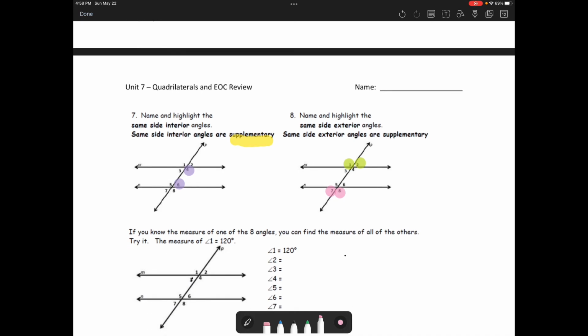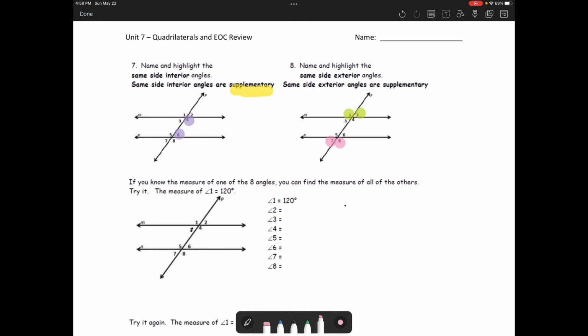So by knowing these, now you really don't have to know the terminology for it. And if I'm being completely honest, I had to look up the terminology, but I could tell you which ones are congruent and which ones are supplementary by sight. So if we know the measurement of one, then we can find the measurement of the others.